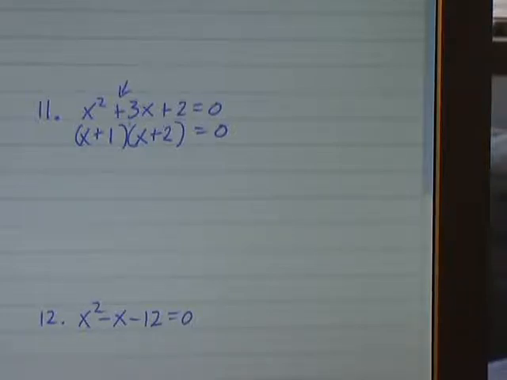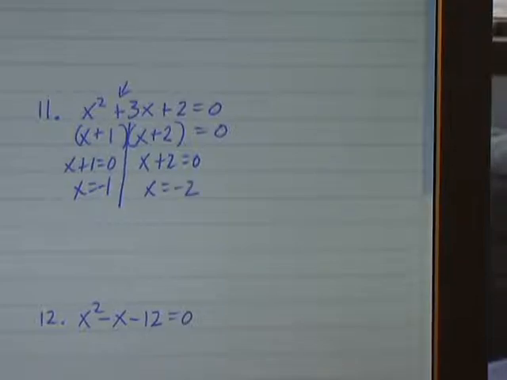Now to find the zeros, we set each factor equal to 0 and solve for x. X plus 1 equals 0, x equals negative 1. X plus 2 equals 0, x equals negative 2. So my zeros are x is equal to negative 1 or x is equal to negative 2. Substitute either one of those two into the original expression and you'll get 0.